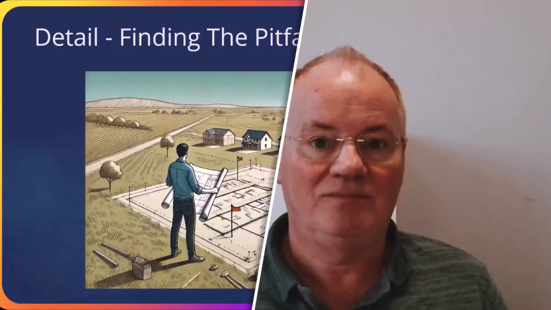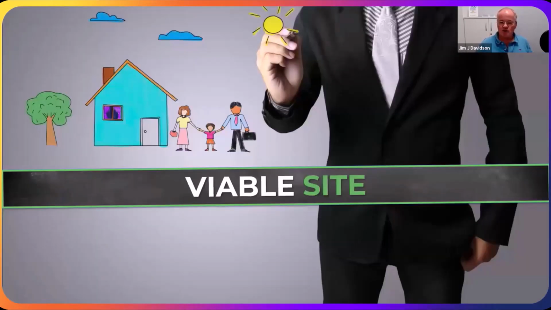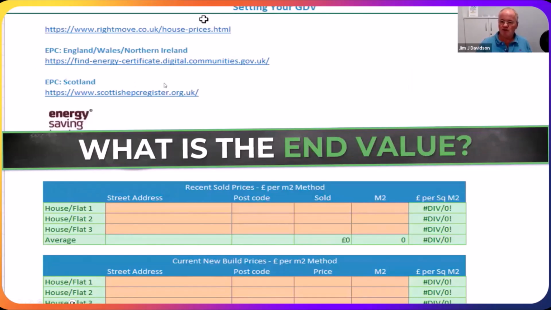So the next thing we want to look at is when you look at a site and you found something, you want to make sure that you find all the pitfalls. So we have a process for this. It's very much process driven. And so the first thing that we're going to do is we establish what the value of the site is.